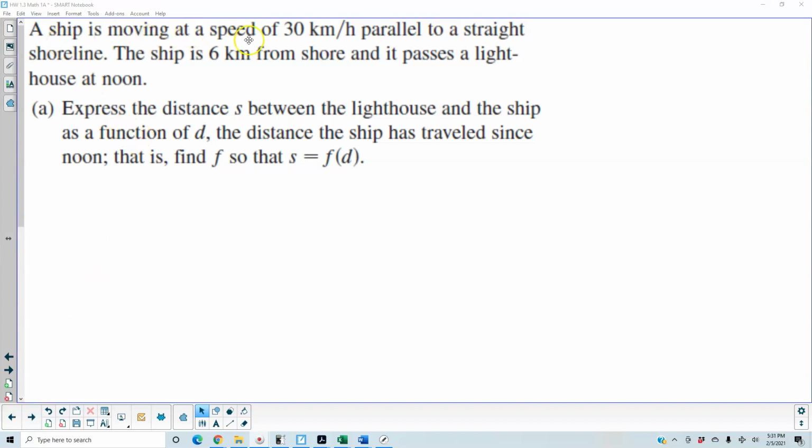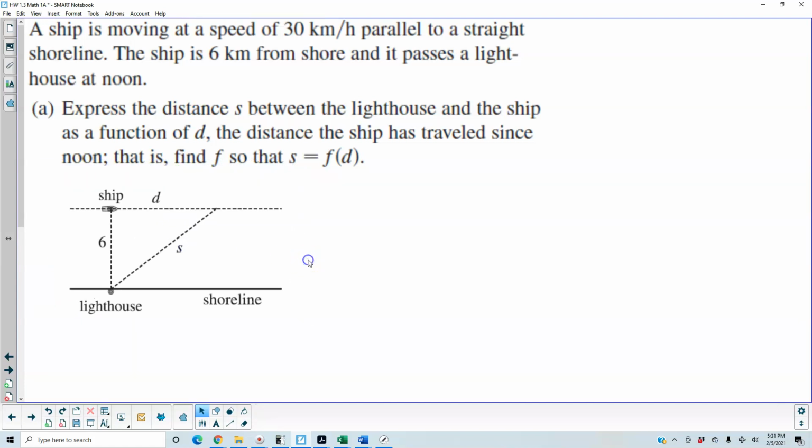A ship is moving at a speed of 30 kilometers per hour, parallel to a straight shoreline. The ship is 6 kilometers from the shore and it passes a lighthouse at noon. So let's go ahead and draw a picture.